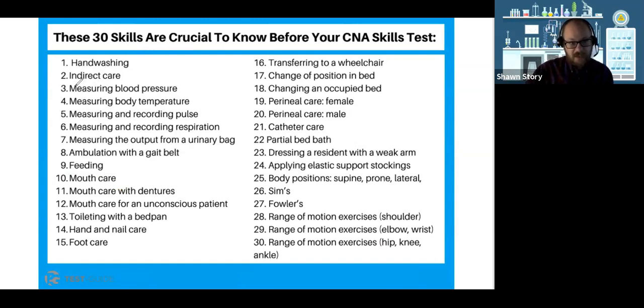All right, so we have hand washing, indirect care. Measuring blood pressure. We know what that looks like. We looked at it before, with the blood pressure cuff and that whole process of how to do it. Measuring body temperature, using the little machine to take a person's temperature. Recording a pulse is something we've practiced, but we haven't actually done the steps. Measuring and recording respiration. Again, how are they breathing, and recording and measuring it.